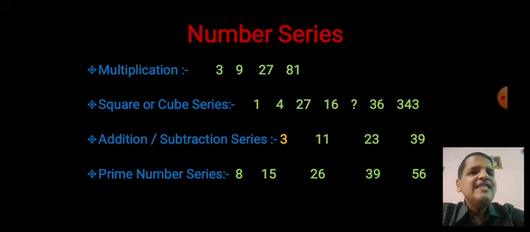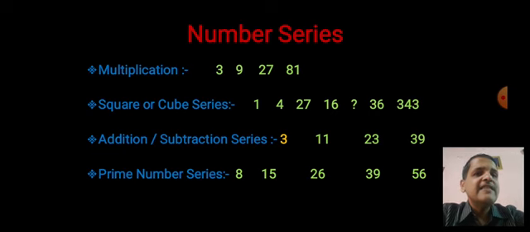Then addition, subtraction. 3, 11, 23, 39. What is there? 3 plus 8, 11. 11 plus 12, 23. 23 plus 16, 39. Now 8, 12 and 16 are used. Means first 8 is given, then we are adding 4 to 8, 12. Adding 4 to 12, 16. Like that, double type addition subtraction series is there.